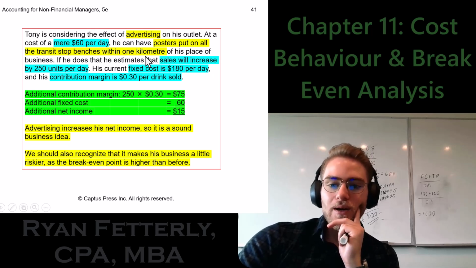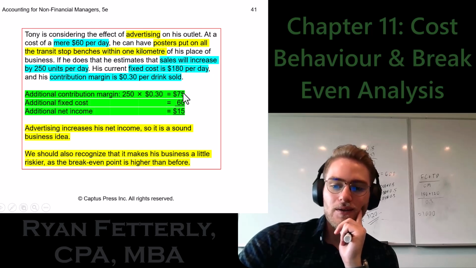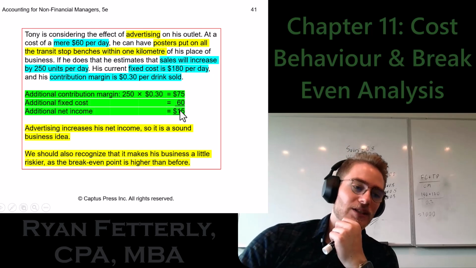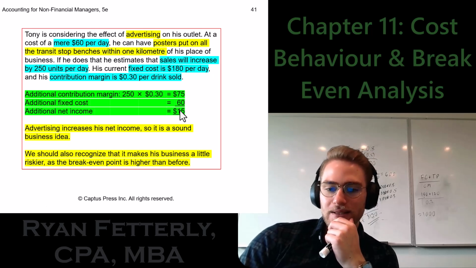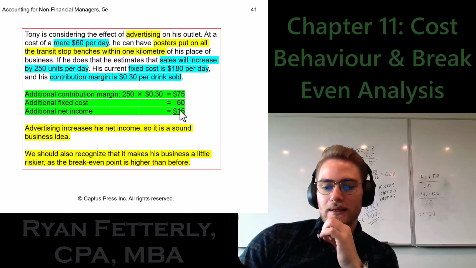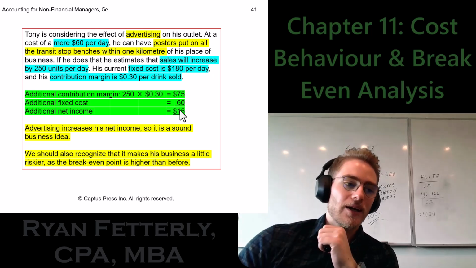But we are going to incur an additional $60 per day. So the $75 gained in contribution margin, less the $60 in additional fixed costs, we're basically going to make an extra $15 every single day, right? So advertising increases his net income, so it is a sound business idea. And we should also recognize that it makes his business a little riskier, right? Because his break-even point is now going to be higher, right?